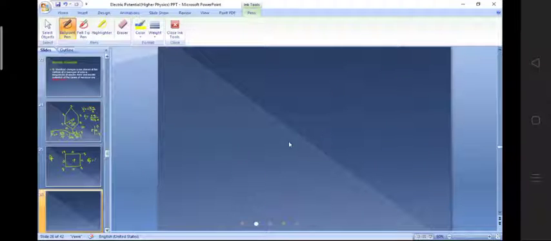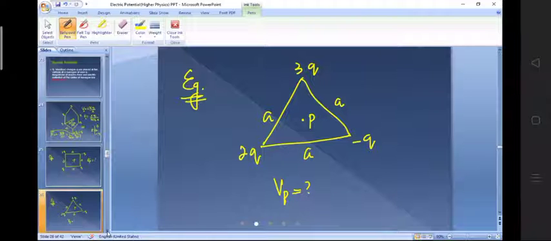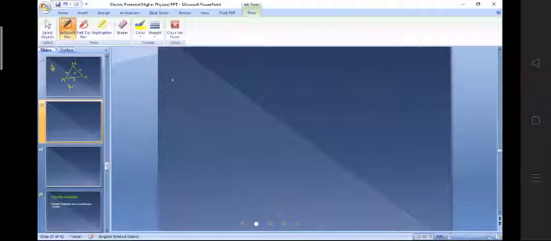Suppose that here we have an equilateral triangle, something like this: here 3q, here it is charged 2q, here it is charged minus q, and the side is A, and you are supposed to calculate the potential at point B. Safely you can do this as well. Orally you can do it, rather. Then here let me give an example.